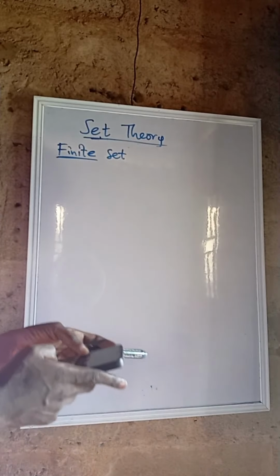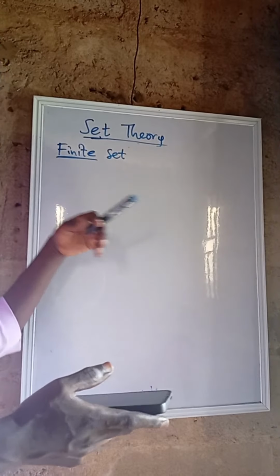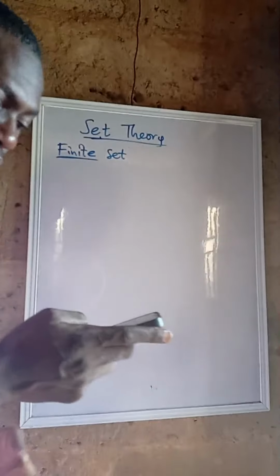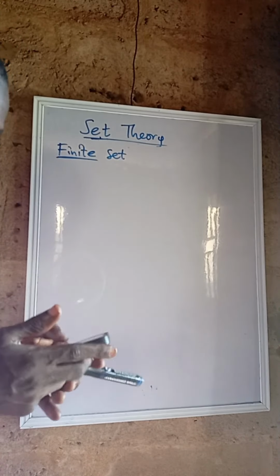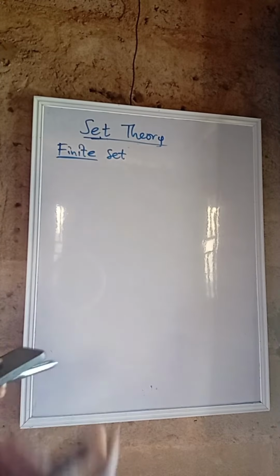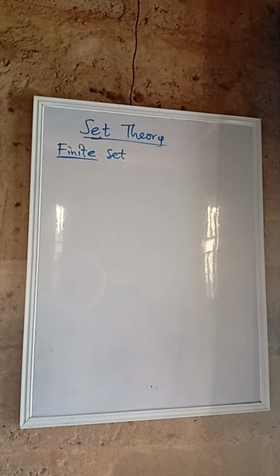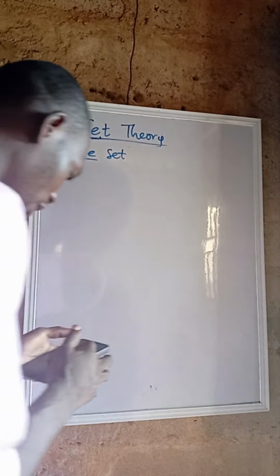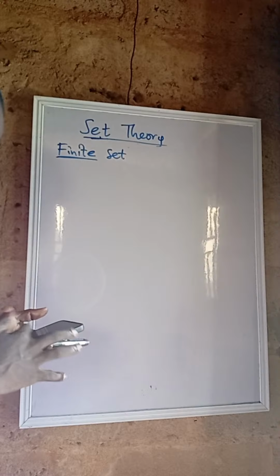So to me, I regard finite sets as countable sets, a set whose elements you can count. So it is called a finite set. But if the counting of the elements will not come to an end, then you say it is infinite. If counting of the elements will not come to an end, you say it is infinite.